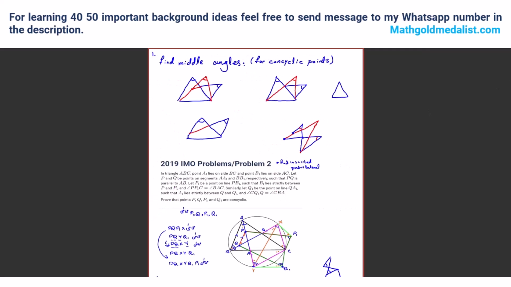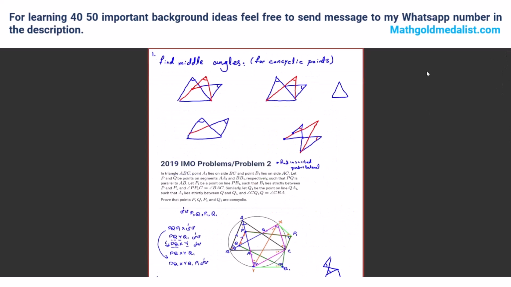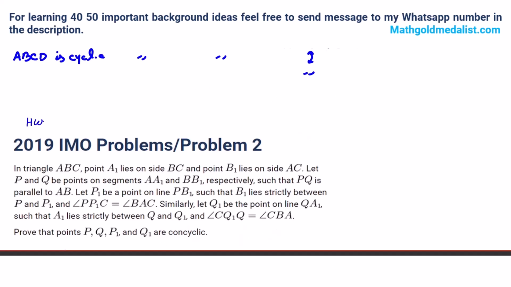Okay, you can try this. There are some ideas in geometry, and for example, one of them is how to create equal angles to find cyclic quadrilaterals, like this problem. Okay, so try this one as homework 1. This is IMO 2019 problem 2.